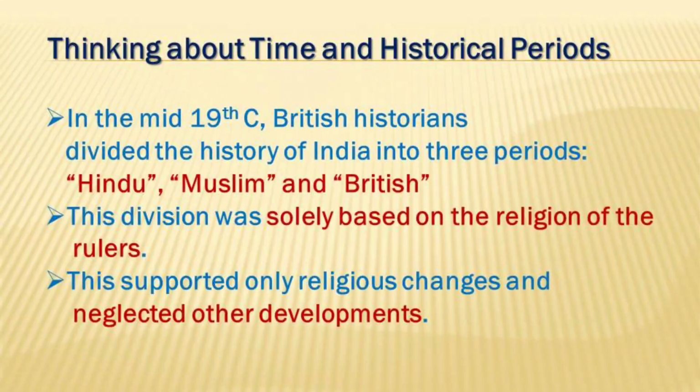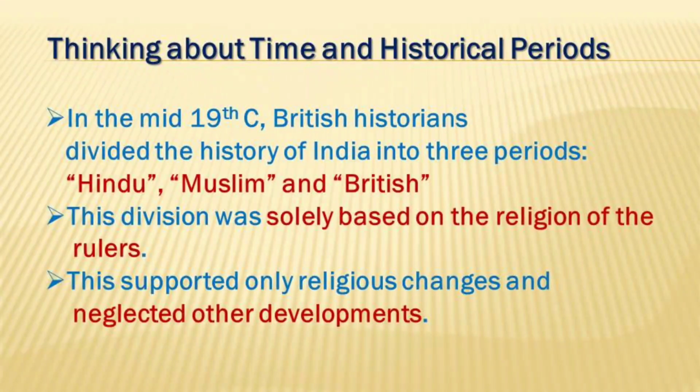In the mid-19th century, British historians divided the history of India into three periods. The first period is the Hindu period, the second is the Muslim period, and the third is the British period. The division was based only on the religion of the rulers. On the basis of the religion of the various rulers who ruled India, the division was made. Only religion was considered. This supported only religious changes and neglected other developments. Do you get me? Because the division was only based on religion, there were other changes also, but those changes were neglected or not considered.